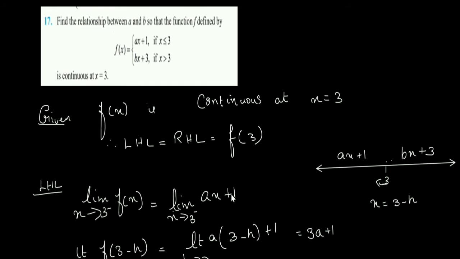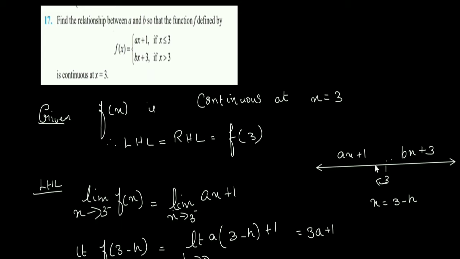Therefore, left of 3, the function is defined as ax plus 1, for x less than or equal to 3. Right of 3, the function is bx plus 3. Now, we have to find the relation between a and b. So let us take the condition LHL is equal to RHL.